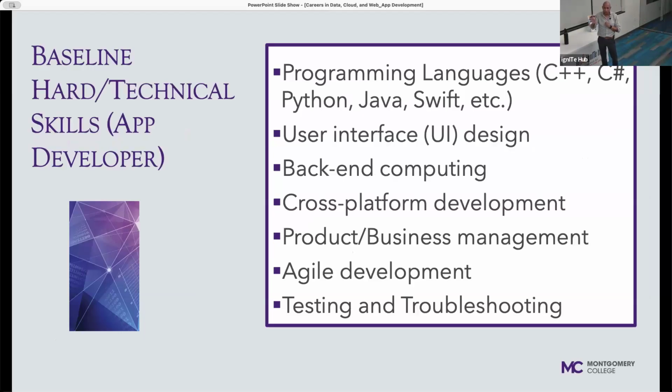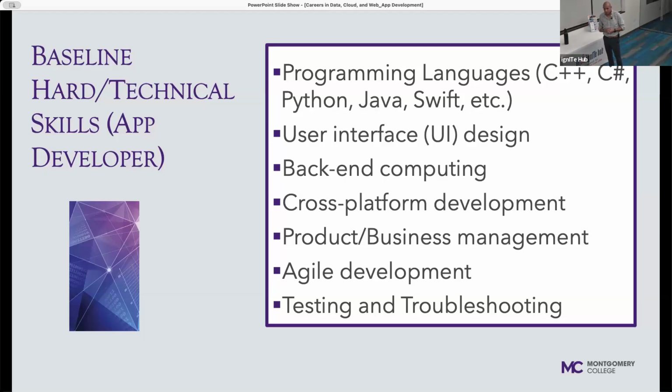Some of these are going to cross over to the next slide where we're going to be talking about web developers, but they are a little different. This is where these two paths differ a little bit, in the technical skill set, all right? Both of them are going to need to know programming languages. Again, that's where your computer science degree comes in. But there's going to be a difference for an app developer versus a web developer. What languages are you going to be using, right?